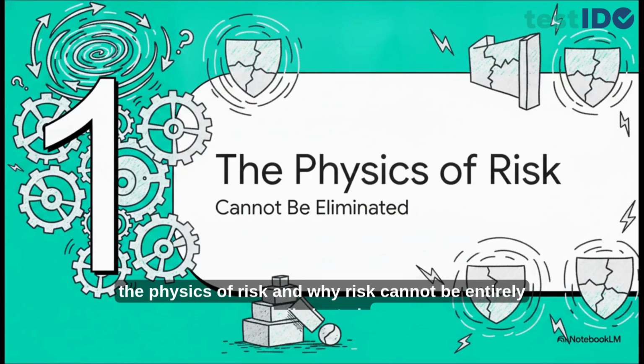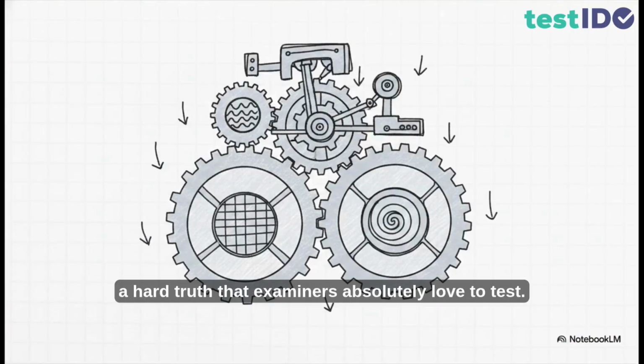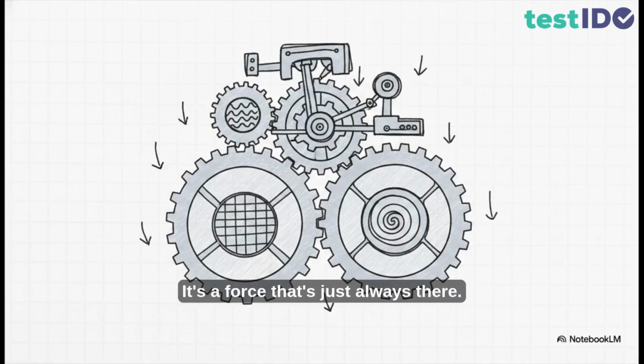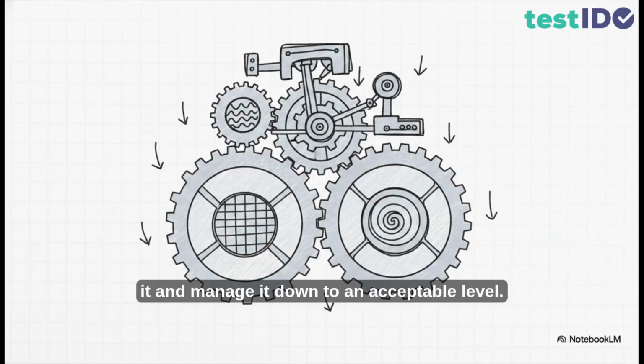Section 1, the physics of risk, and why risk cannot be entirely eliminated. So we need to start by establishing a hard truth that examiners absolutely love to test. You've really got to think of risk kind of like gravity. It's a force that's just always there. You literally cannot eliminate it entirely. You can only carefully measure it and manage it down to an acceptable level.